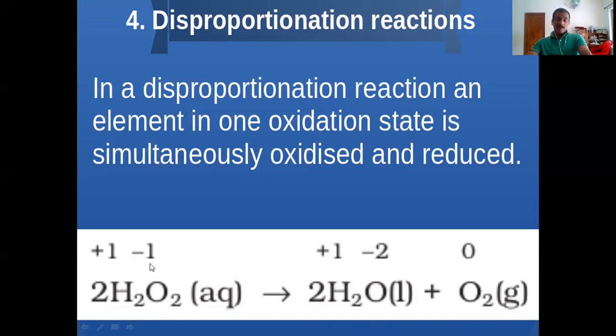Here we can see oxygen in the -1 oxidation state is oxidized to oxygen in 0 oxidation state. At the same time, oxygen in the -1 oxidation state is reduced to oxygen in -2 oxidation state. It is a disproportionation reaction.